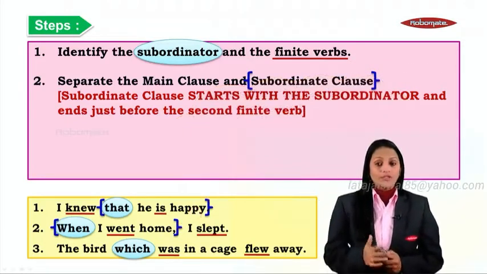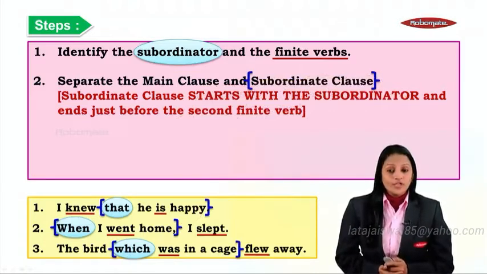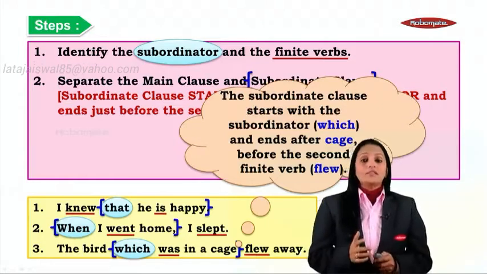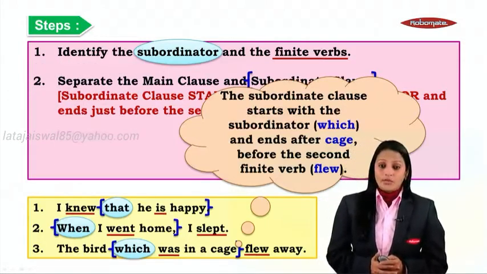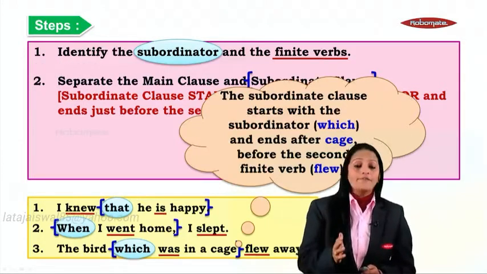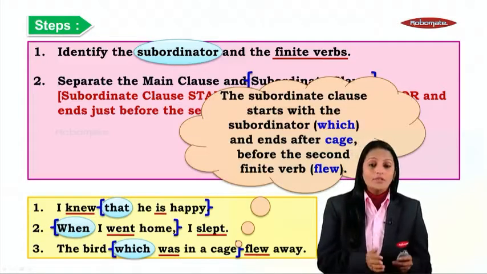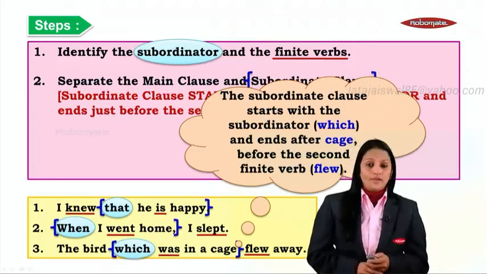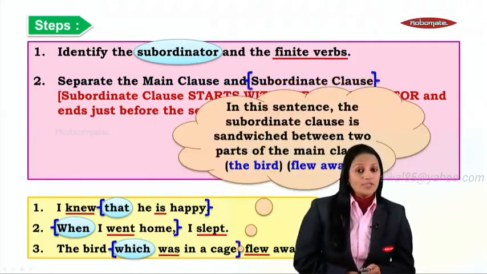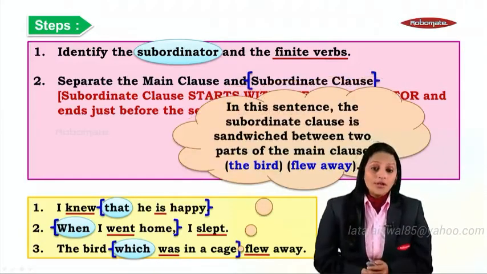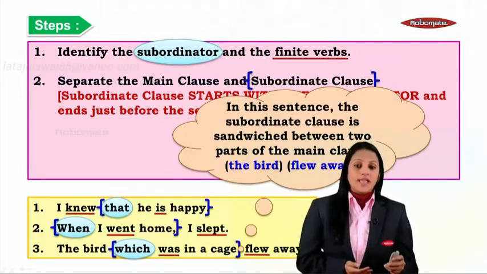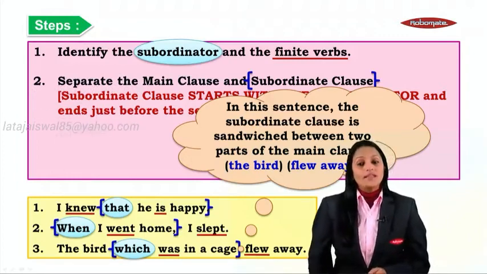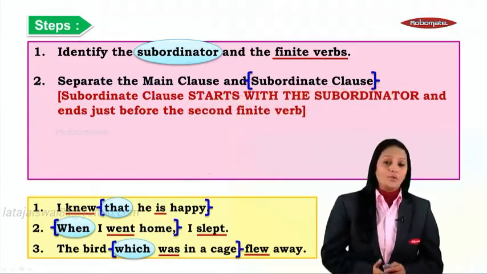Next. Now the third one, starting with "which," okay, we have closed the bracket after "cage." Look at this. The subordinate clause starts with the subordinator "which" and ends after the word "cage." Why? Because it is just before the second finite verb, "flew." So you end it over there. One more important thing to notice here, students, this subordinate clause "which was in the cage" is sandwiched between two parts of the main clause, that is "the bird" and "flew away."